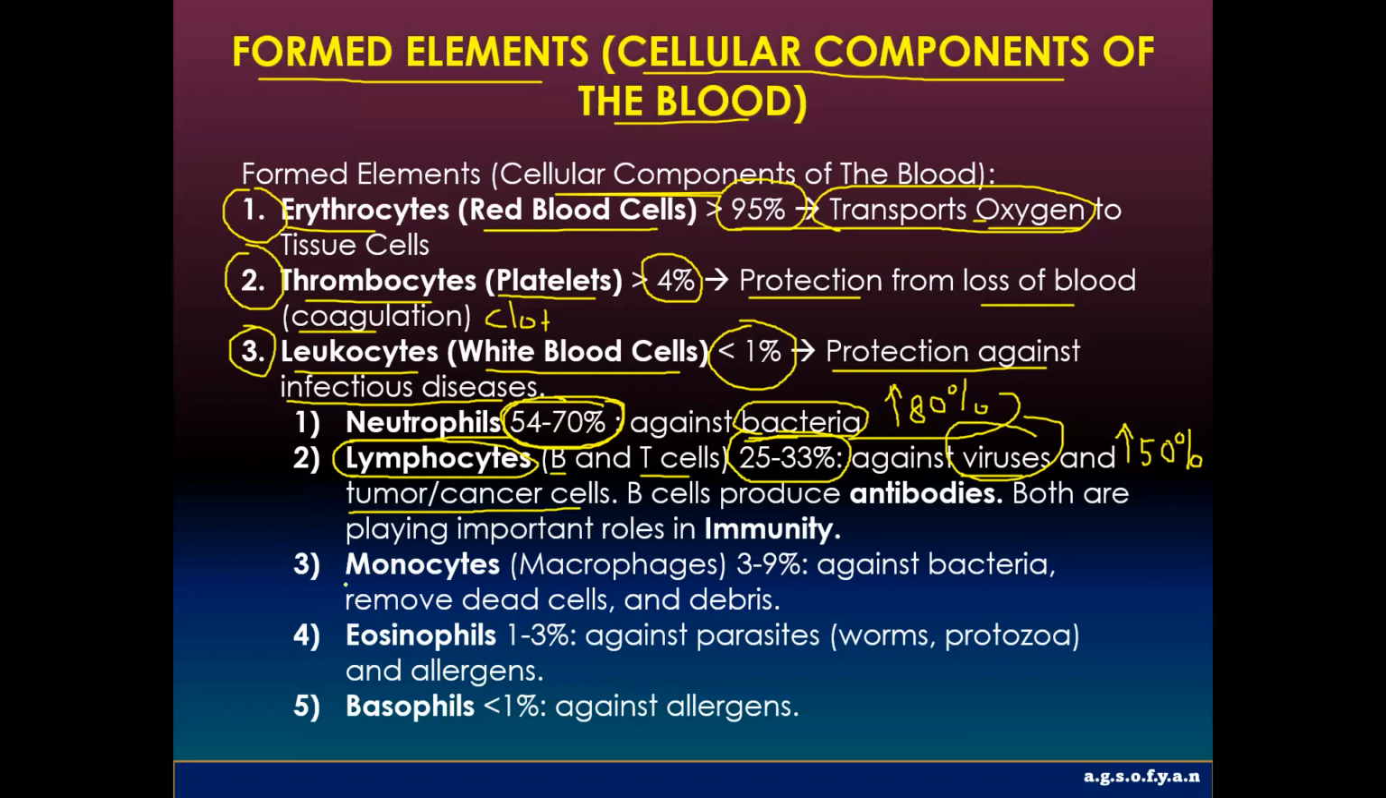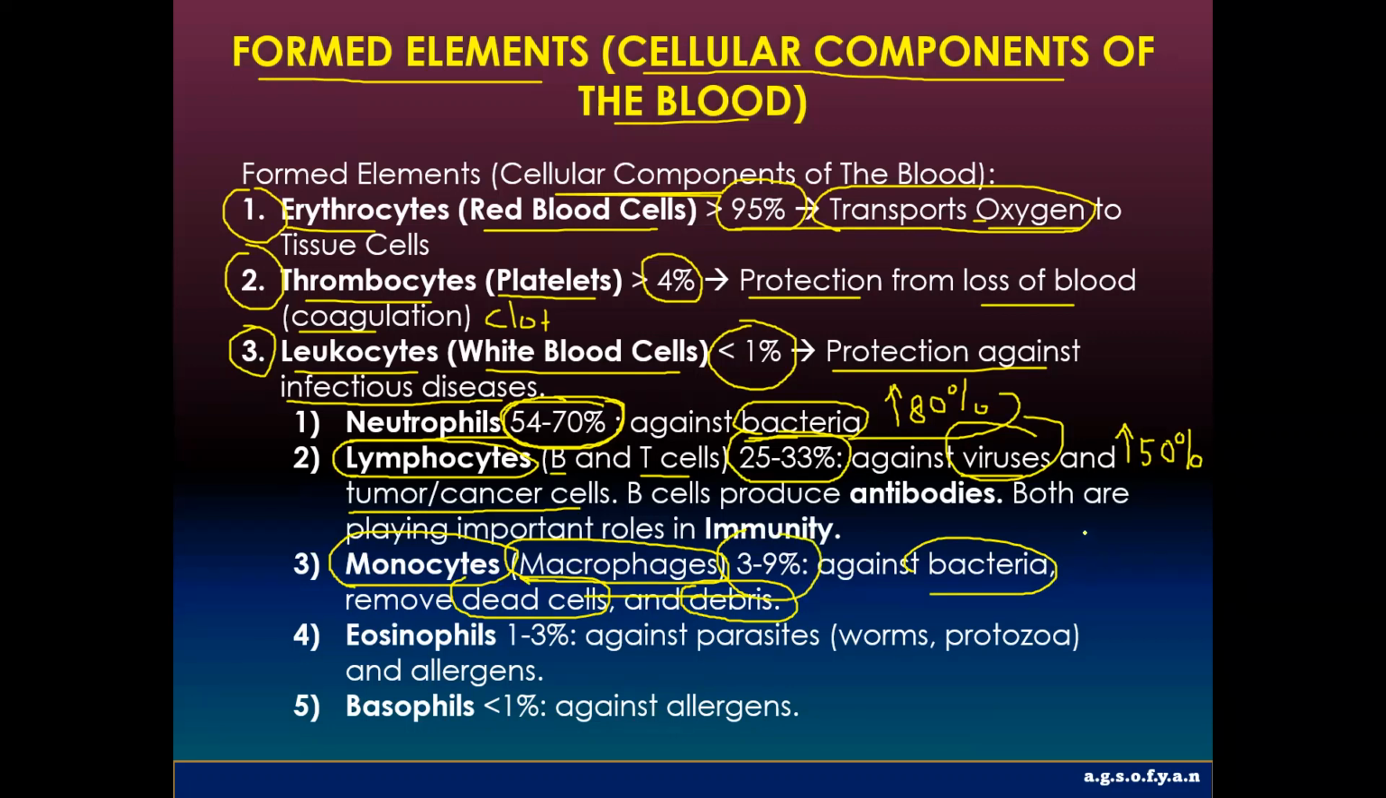The next most abundant one is called the monocyte. This one can change into a cell called the macrophage. The main function of this monocyte is to fight against bacteria, remove dead cells, and also debris. So the function is kind of cleaning our blood of bacteria, dead cells, or debris. The normal value is around 3 to 9% in our blood.